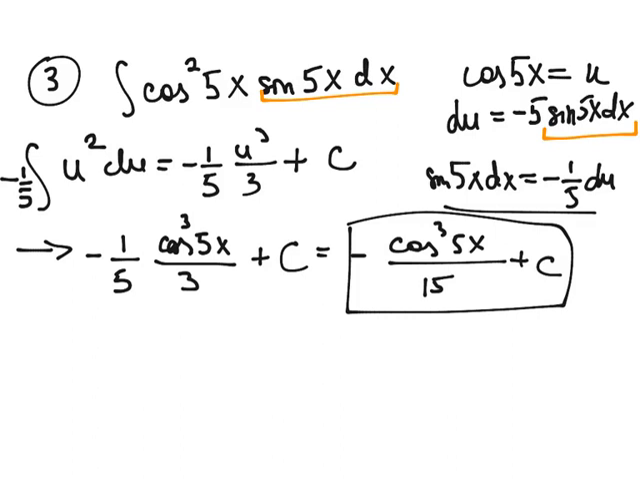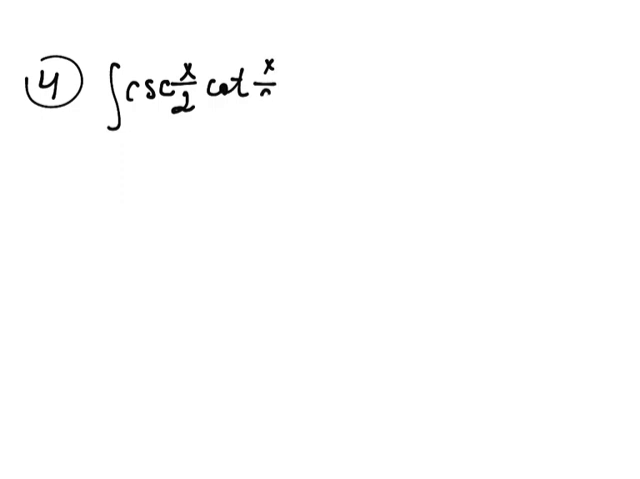Now we're going to move to the next problem. That's number 4. Cosecant x over 2, cotangent x over 2 dx. And you have the boundaries here, the limits of your integral are pi over 3 and pi over 4. Now this is very important. I picked this problem on purpose.